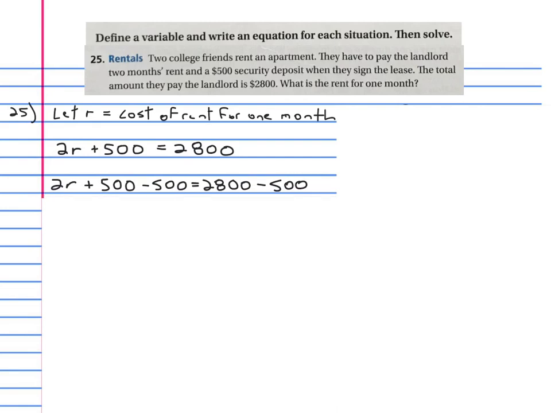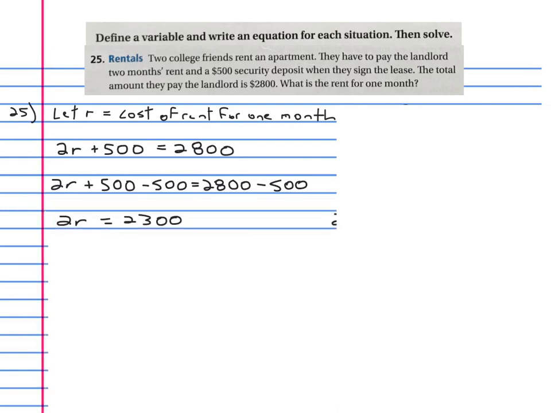Now, if we combine these constant terms here, plus 500 and minus 500, the whole point of that is that they cancel out, right? So we should not see that anymore and be left with just 2R. So we're left with 2R, and then this right here, 2,800 minus 500, we're taking that 5 from the 8, right? So we get 2,300. 2R is equal to 2,300. Hopefully you can see how that becomes that. If you don't know, write it off to the side and do the calculation. Okay? But I know that.